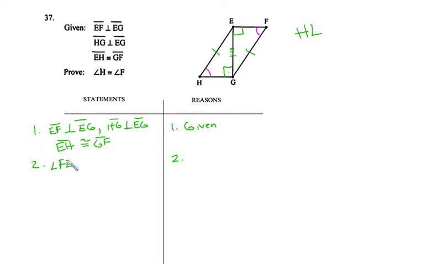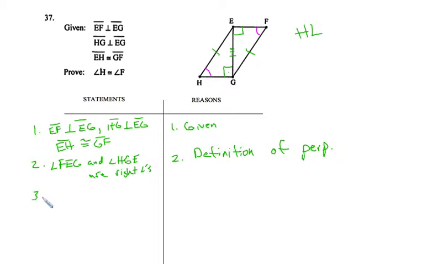Angle FEG and angle HGE are right angles, and I know that because that's what it means to be perpendicular. So I know they're right angles because of the definition of perpendicular. Now if I'm going to use hypotenuse leg, the only type of triangles that have a hypotenuse and a leg are right triangles. So I really need to say that triangle FEG and triangle HGE are right triangles. And a lot of people leave this out because they don't think it's important, but it is. And I know that that's a right triangle because of the definition of right triangle.